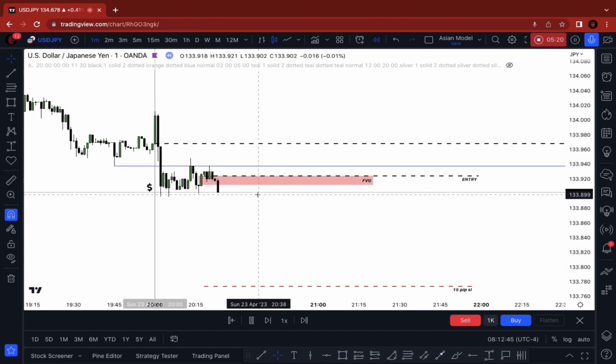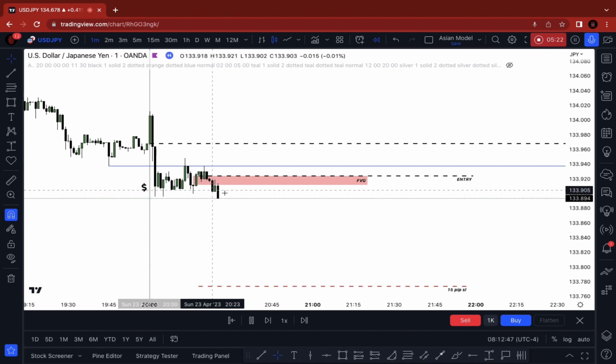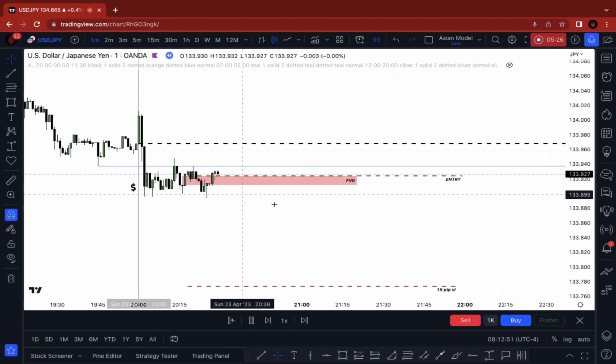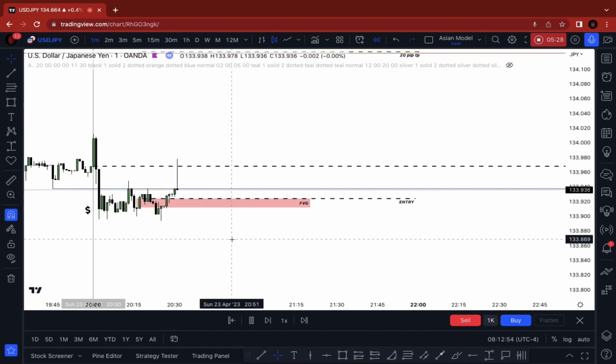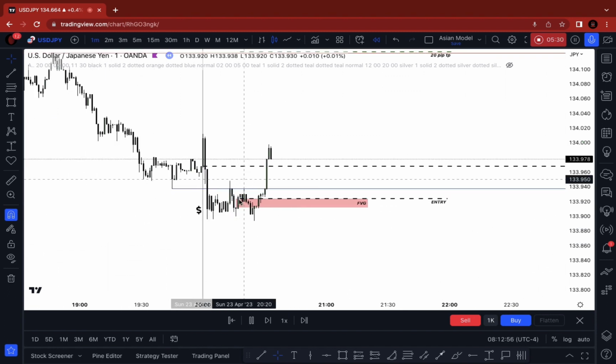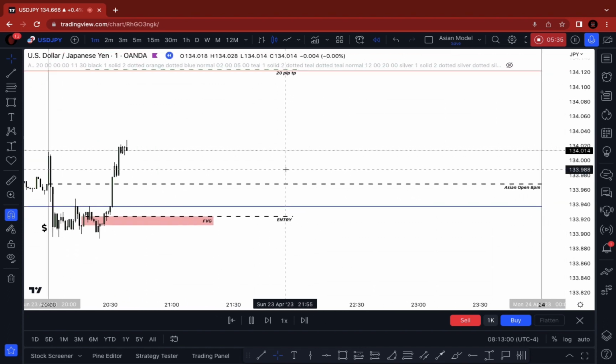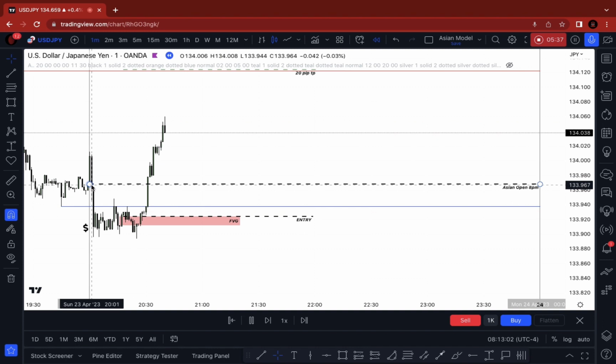So that's my entry. And then you can see, yes, I'm below the entry point. So this is drawdown. There's going to be times where you're going to be in drawdown. But the sign is I want to be in more profit than I am drawdown. And as you can see, price shoots up very quickly. And where's the opening price for the Asian session? Here, right there. That's 8 p.m.